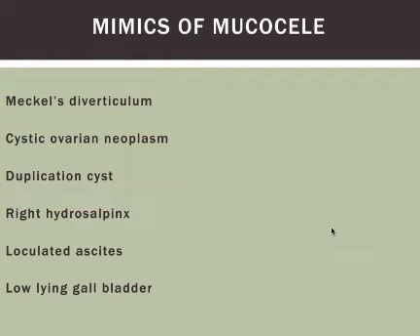These are mimics of mucocele. I draw your attention particularly to cystic ovarian neoplasm, right hydrosalpinx, and Meckel's diverticulum. But again, so long as you trace carefully where all these structures originate from, they should not be confused with mucocele of the appendix.